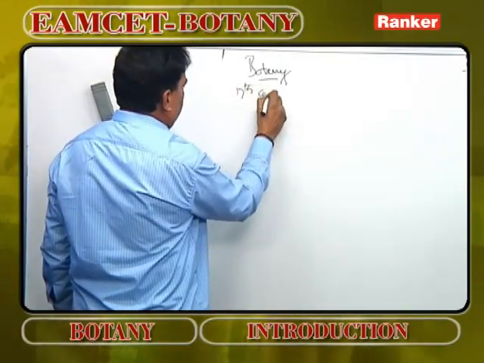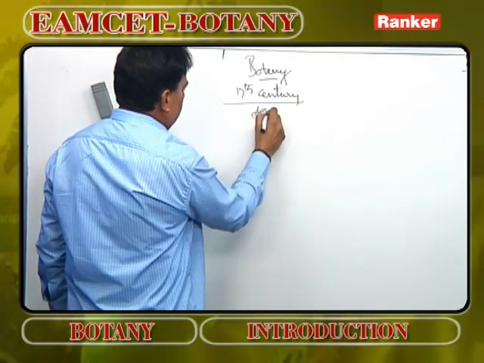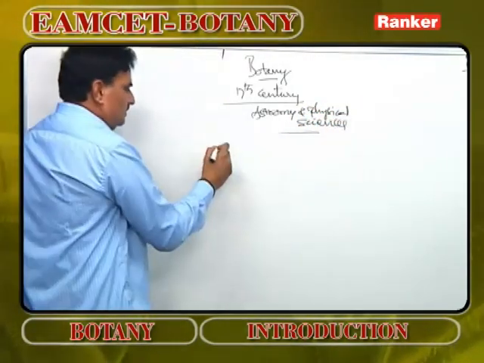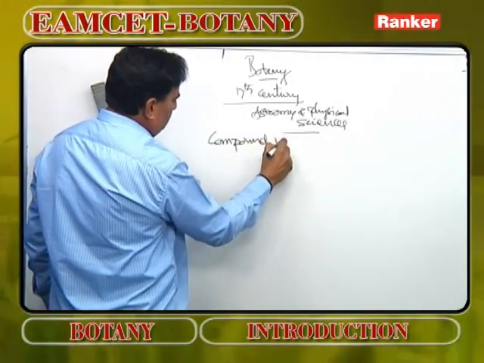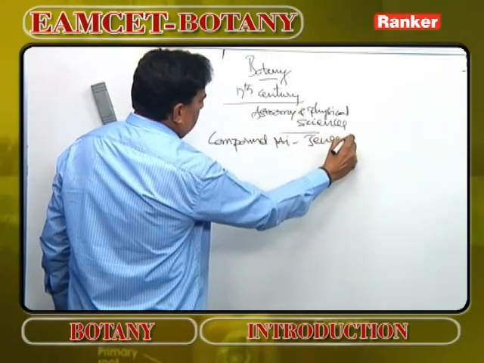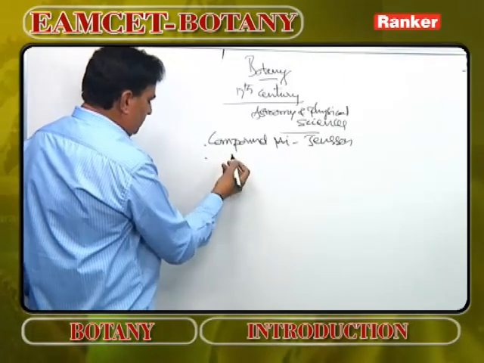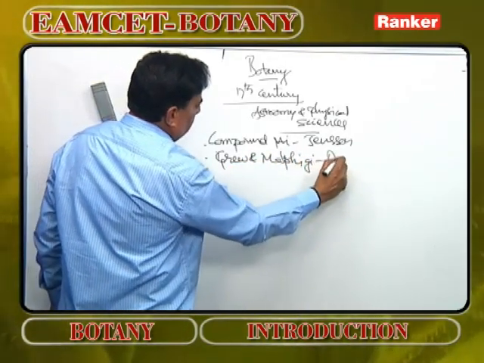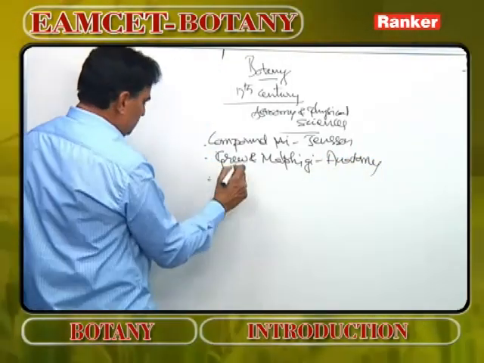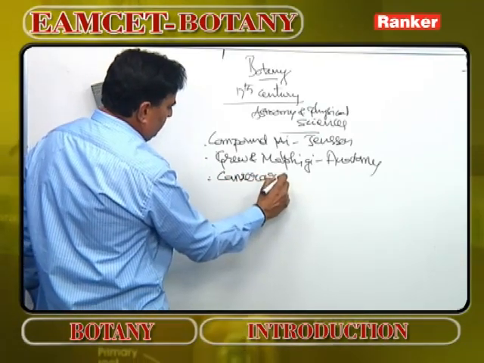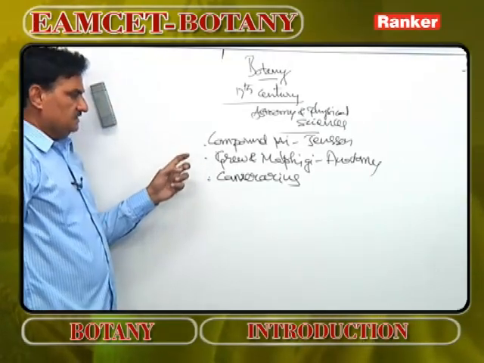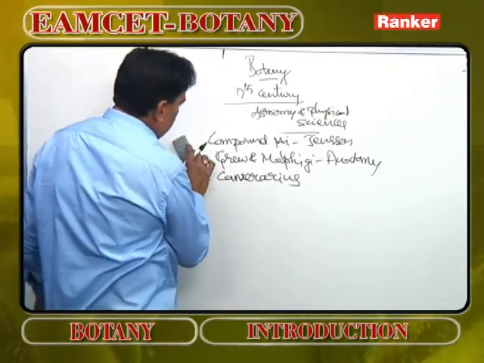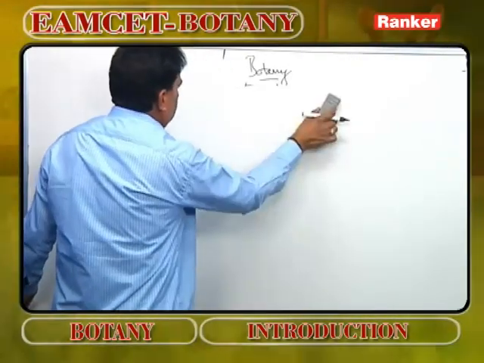Then the 17th century. The 17th century is known for the development of astronomy and physical sciences. The compound microscope was invented in this period by Jansen. Then very famous men, Nehemiah Grew and Malpighi, gave the foundation to anatomy in this period. Then sexual reproduction or sexuality in plants was explained by Camerarius. So: compound microscope by Jansen, foundation to anatomy by Grew and Malpighi, and sexuality in plants by Camerarius during the 17th century.